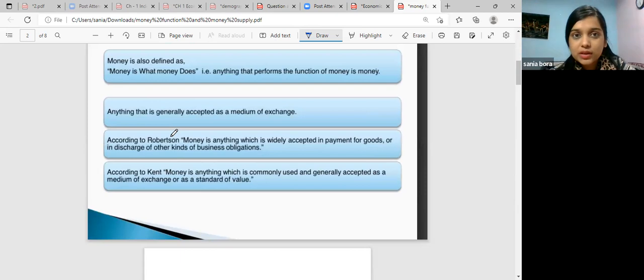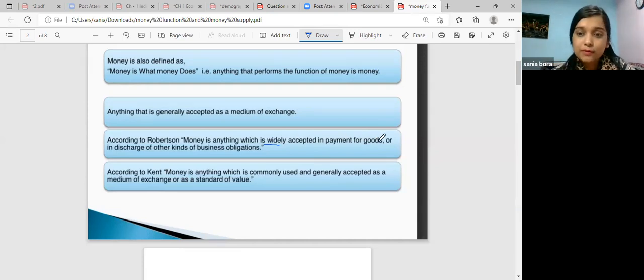So according to Robertson, money is anything which is widely accepted in payment for goods. Widely means all over the world. See, if you want to make payment for anything, you need money, right? Until and unless you have money, you cannot make payment. It's not about India, Australia, UAE or Dubai. It's worldwide. So if you want to make payment, I will only accept money.